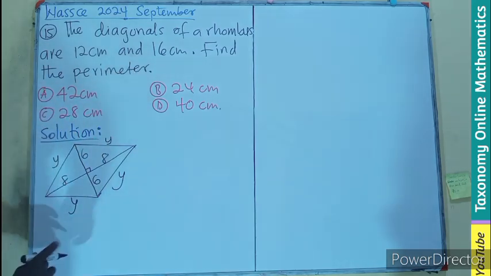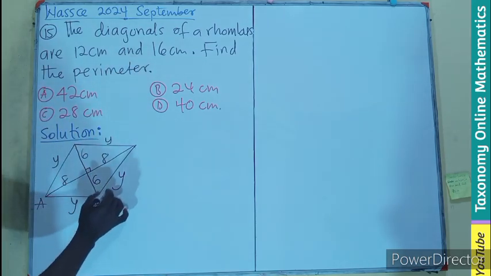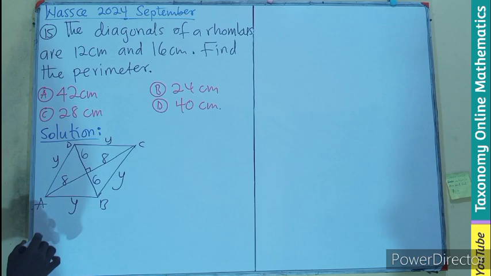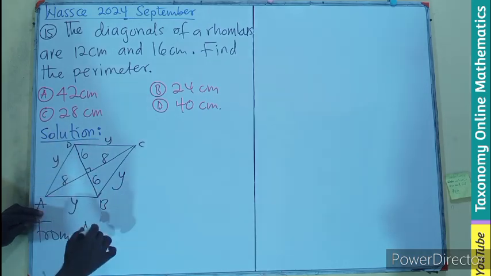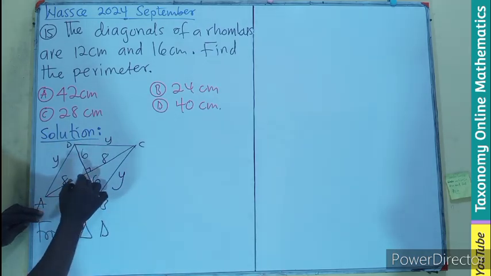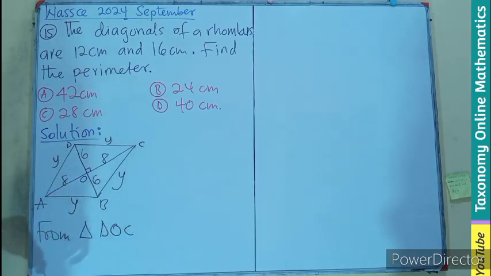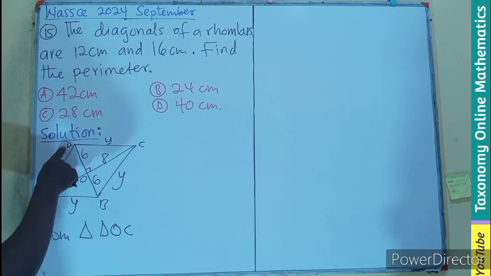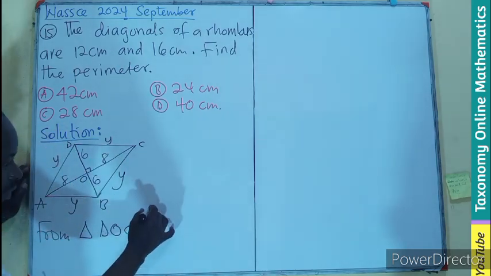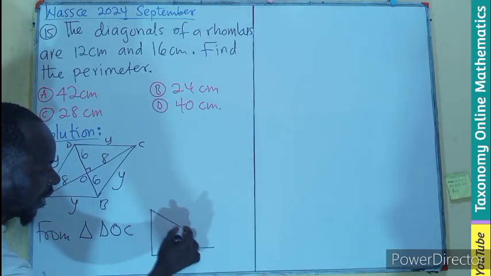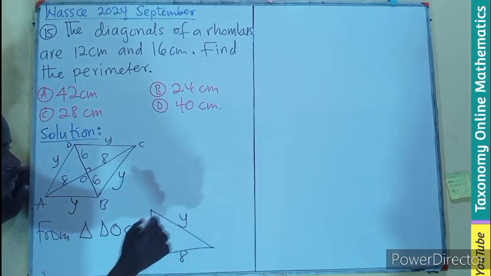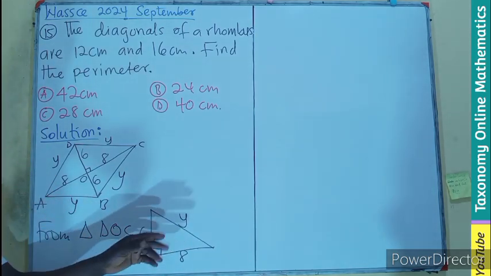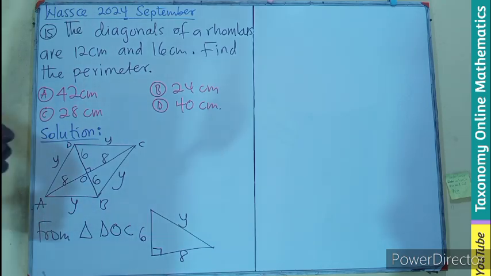So let's say we have A, B, C, D. We can pick the top to be D, the center to be O, and C. Triangle DOC is going to give you something in this form: 8, 6, and y. So that you can find the value of y using Pythagoras theorem.